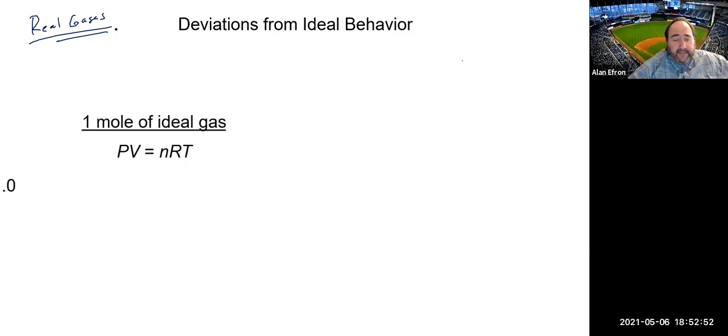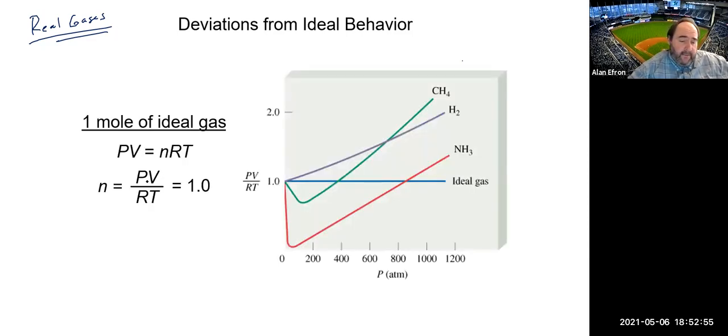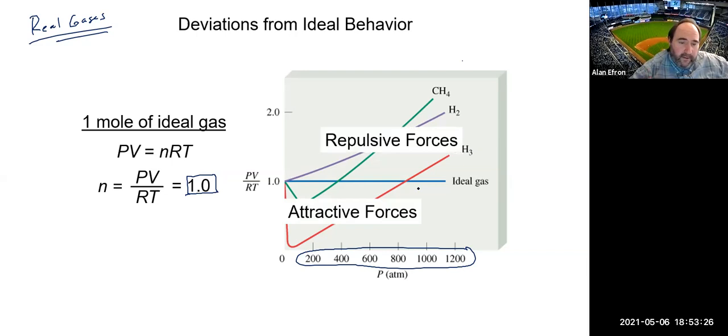If we look at the ideal gas law and we solve for n, which is PV over RT, in a perfect ideal relationship, we get a ratio of 1. But when we get to really high pressures like we have here, right? Super high pressures, like 1200 atmospheres. We start to see some gases really deviate from an ideal situation. And that's because what happens under really high pressures is the gases actually do start to interact with one another.